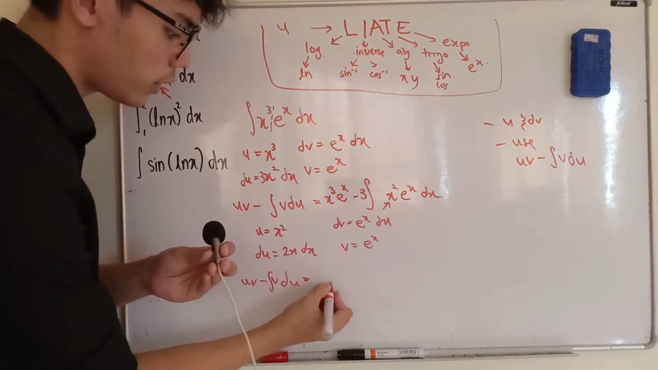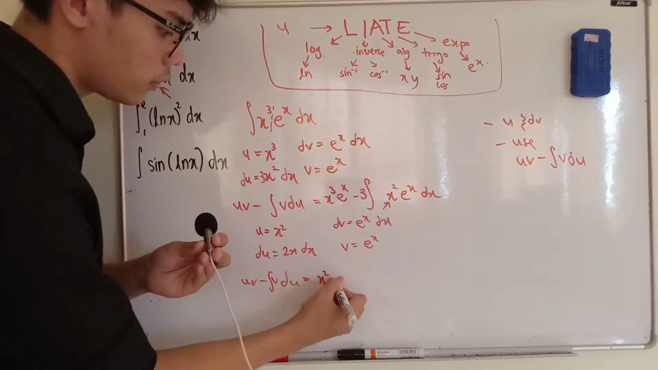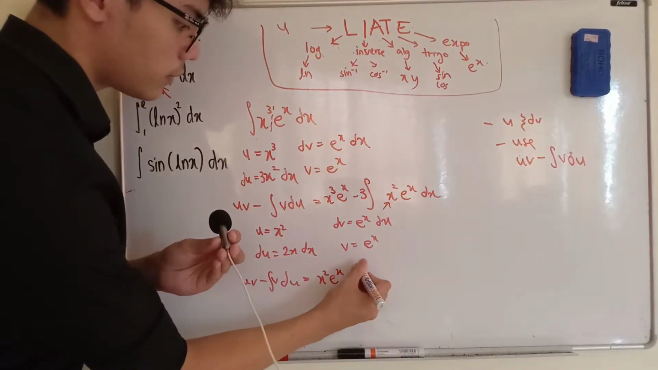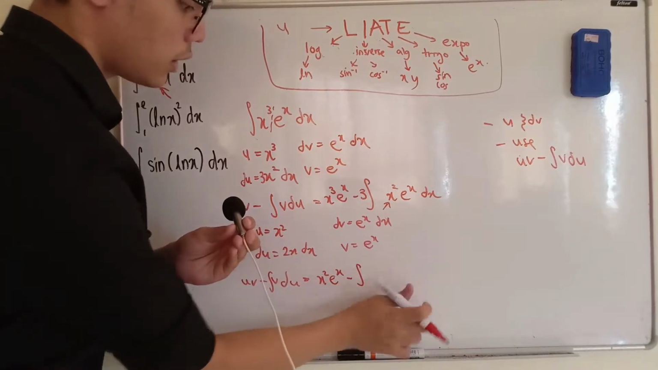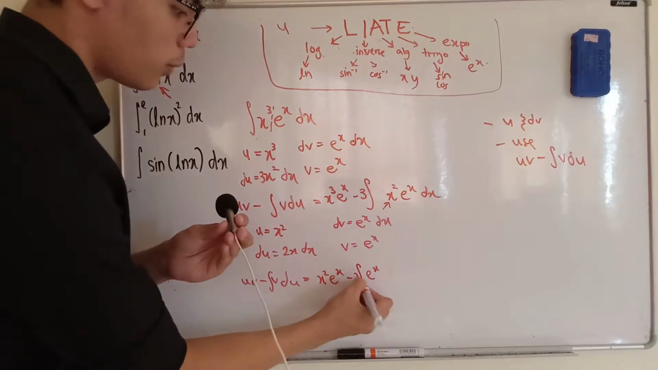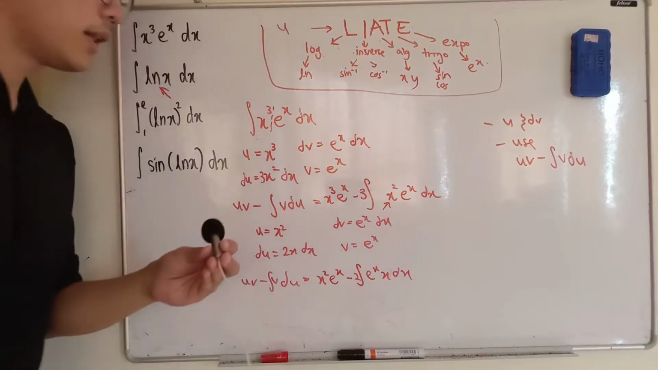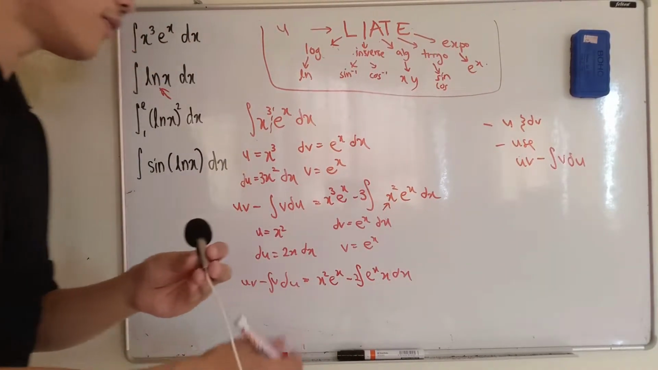So what are we going to have over here? We're going to have uv, minus integrate v du. Your v is e^s. Your du is 2, you put outside, and then s over here, and then ds. And then what are you going to do? You're going to do integration by parts for the last time, okay?